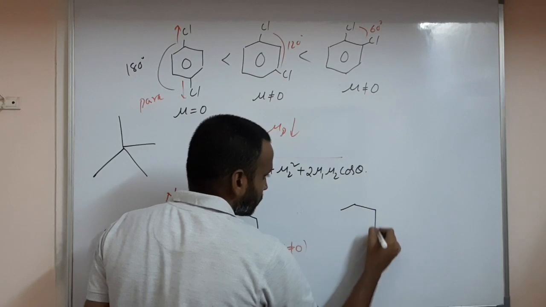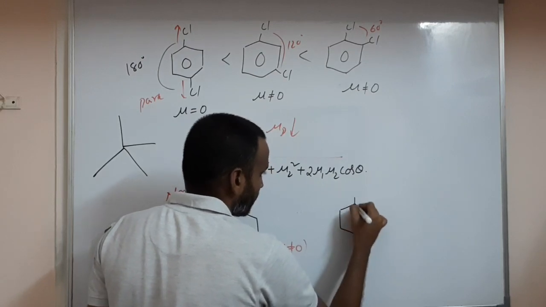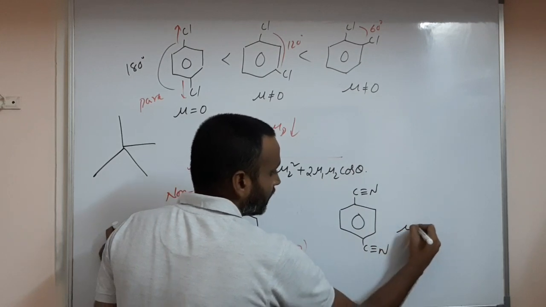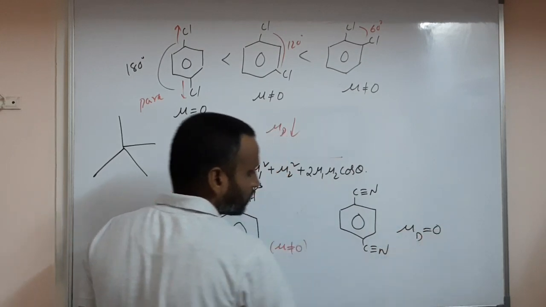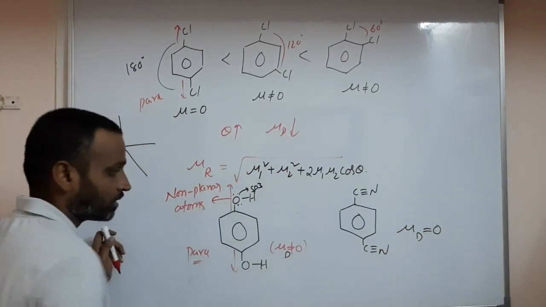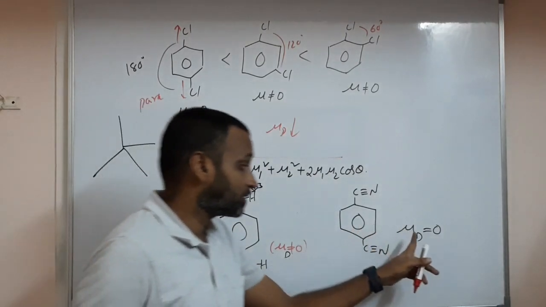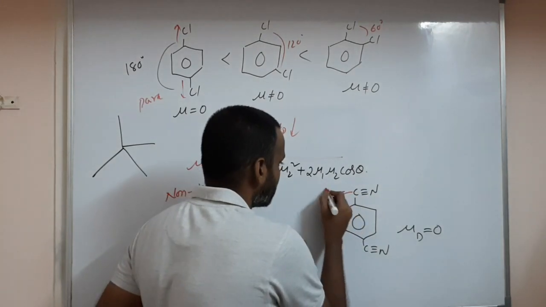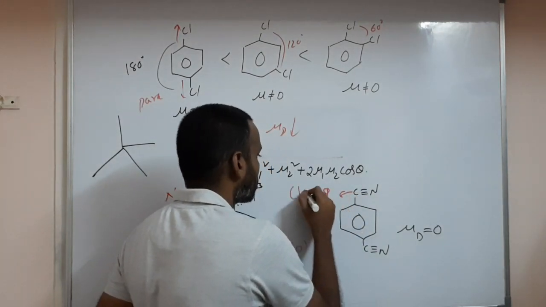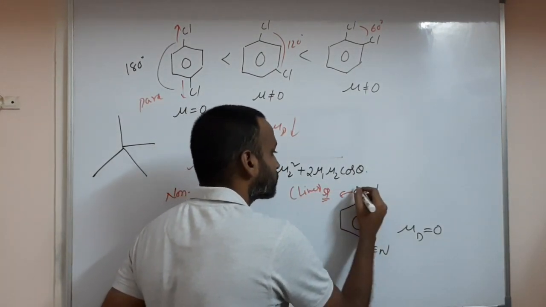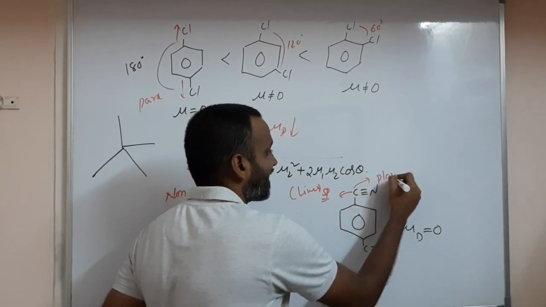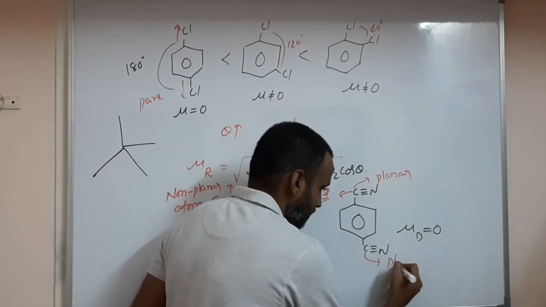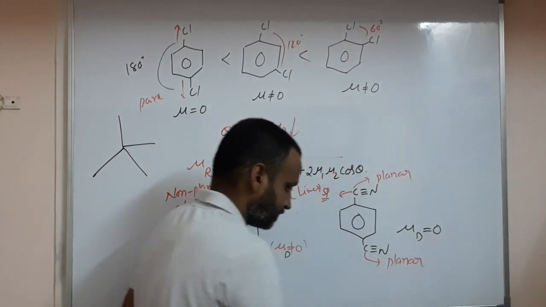And this kind of example also you can have. See, triple bond N and triple bond N, your dipole moment is equal to 0. Here dipole moment not equal to 0, but here dipole moment equal to 0. Why? Because here carbon is sp. Sp means what? Linear. Linear means what? This carbon is a planar atom. Here this carbon is a planar atom.